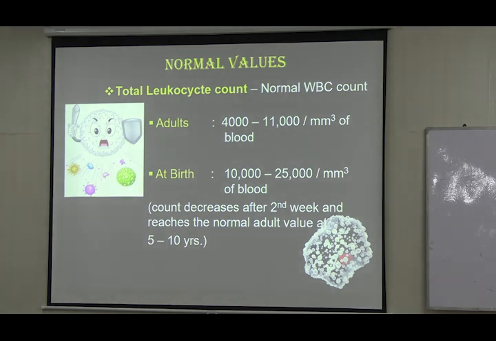What are the normal values of the WBCs? 4,000, in some books it is written 4,500, up to 11,000 per microliter or per cubic millimeter. Don't be confused. At birth their number is much more. Gradually, when they attain 3 to 4 years, they start coming to the normal level.